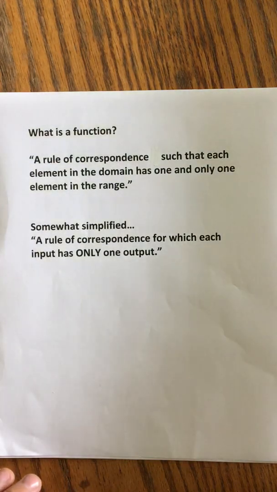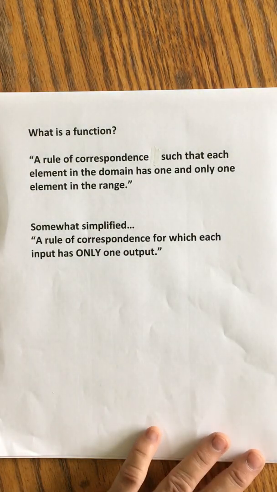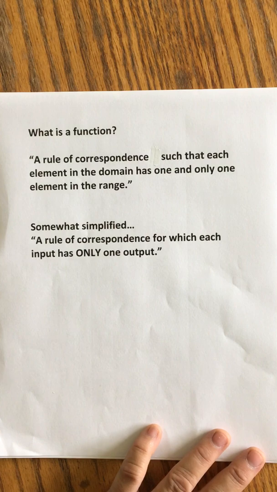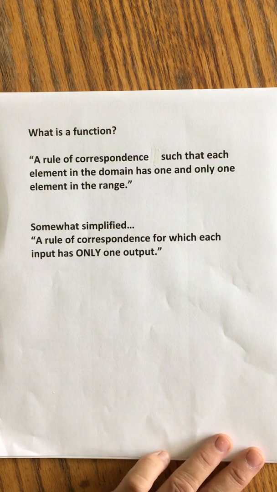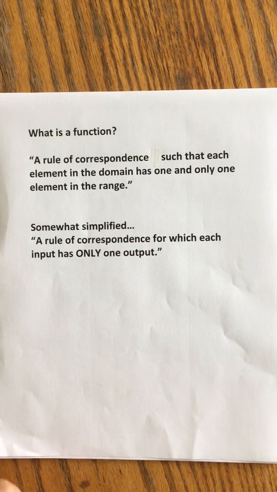All right, so hopefully you have something like this. A function is a rule of correspondence such that each element in the domain has one and only one element in the range. So a little bit simplified, that's a rule of correspondence for which each input, that's an element in the domain, has only one output. That's an element in the range. The output is an element in the range. So a rule of correspondence is a way of pairing the input and the output. And there's so many ways of pairing them, right?